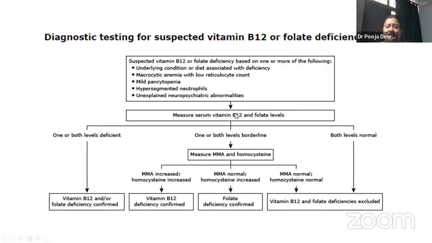So this is an overview: whenever you have measured your B12 and folic acid levels, if one or both are deficient, you know which is the deficient nutrient. If both are borderline or normal, then again, you can go in for an MMA or homocysteine. Based on that, if your MMA is increased and homocysteine is also increased, you know that there is a B12 deficiency. If MMA is normal and the homocysteine is increased, you can have a folate deficiency. If MMA is normal and homocysteine is normal, then the chances of underlying B12 and folic acid deficiency are less, so it's excluded. But all this is just algorithmic and gives you an approach. Your clinical acumen remains the most important test to establish a diagnosis, because you have seen every laboratory test has a pitfall. So clinical acumen should be considered first.